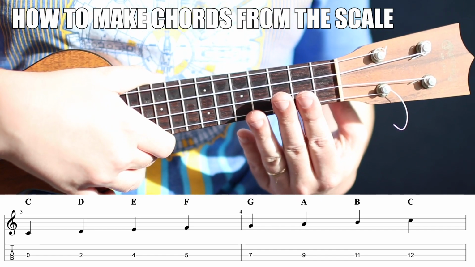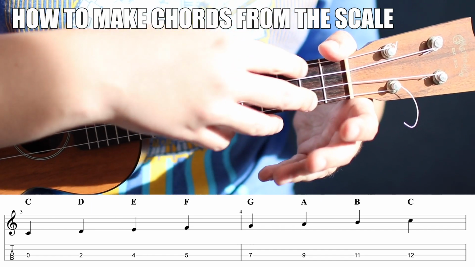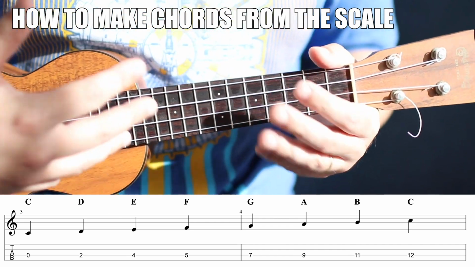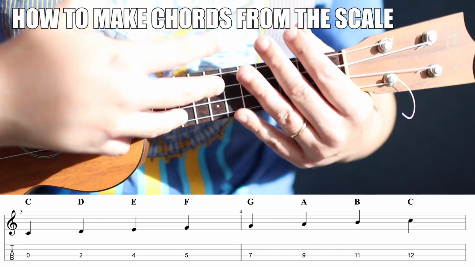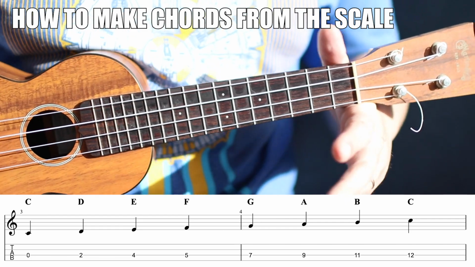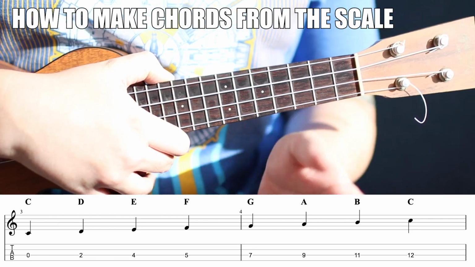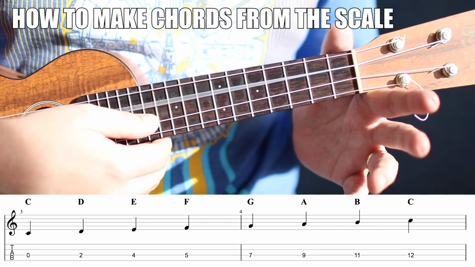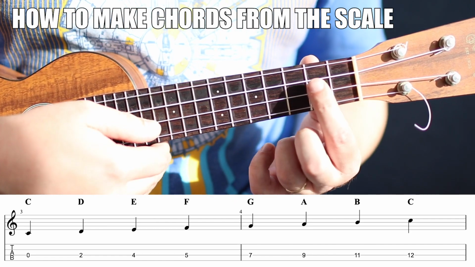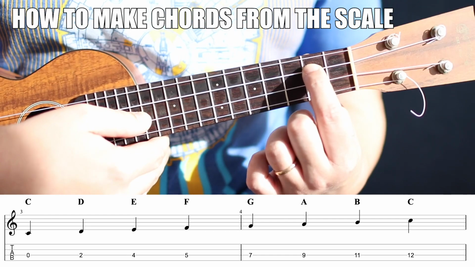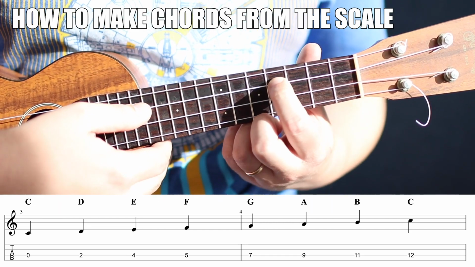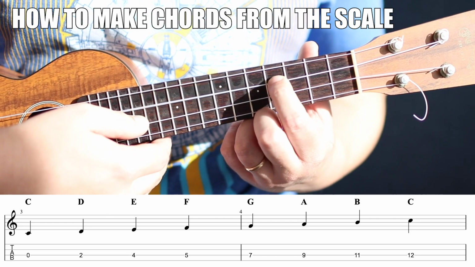So we have the C scale, and we're going to turn it into chords, and those chords together make the key of C because they came from the C scale. So back to the play a note, skip a note, play a note, skip a note. We start with our C note. The next note was the D note. So we skip that note and we play this next note, E. So we have a C and an E.